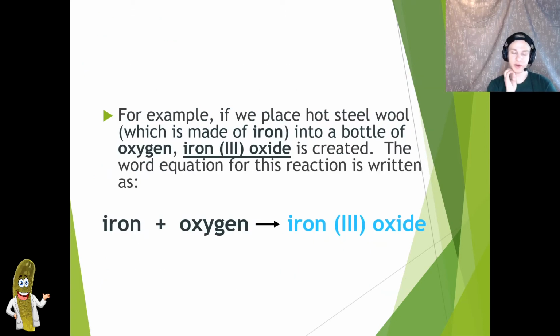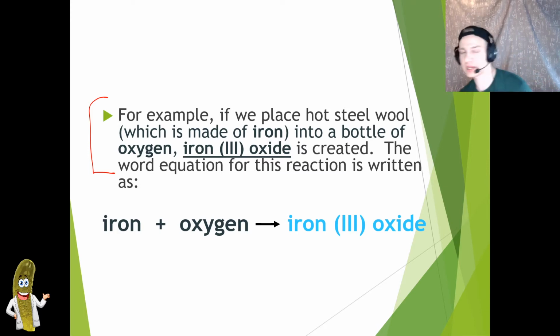For example, if we placed hot steel wool, which is made of iron, into a bottle of oxygen, we would have iron 3 oxide being created. This is like a word problem, kind of similar to math, where now we have to take that information and translate it into actual chemical information that we can represent. We do so by saying that we had iron originally in the form of the steel wool, we had oxygen, which was in the bottle, and that turns into iron 3 oxide. This would be a word equation, that first method of the three.